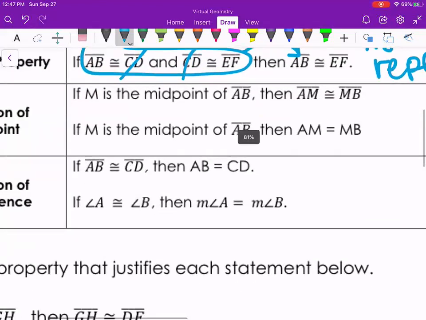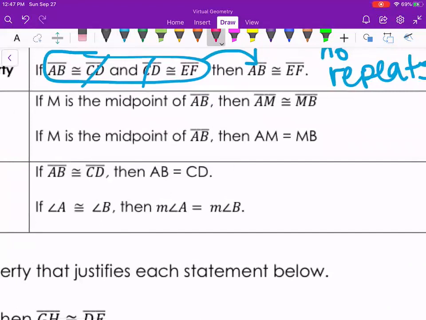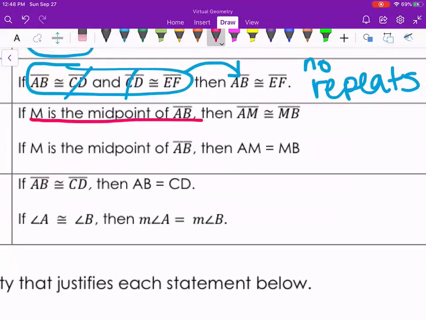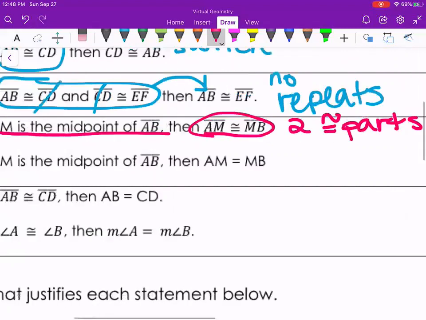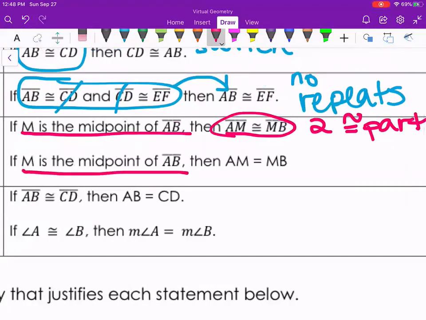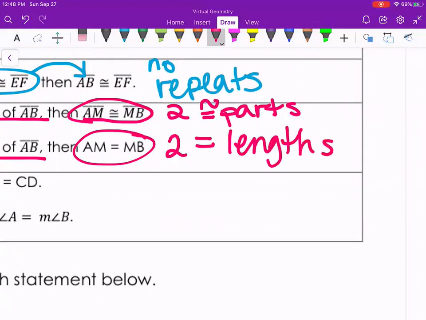And then our last two, more specifically, that we've been working with, we've got one which is definition of midpoint. Now, definition of midpoint could come in two different settings. If I have a midpoint, then I end up with two congruent parts. So I could have it expressed that way, with two congruent parts. The other way that I could see this property, if M is the midpoint of my segment, then the other way could have two equal lengths. Both of these are variations of definition of midpoint, so you could get either one of them.